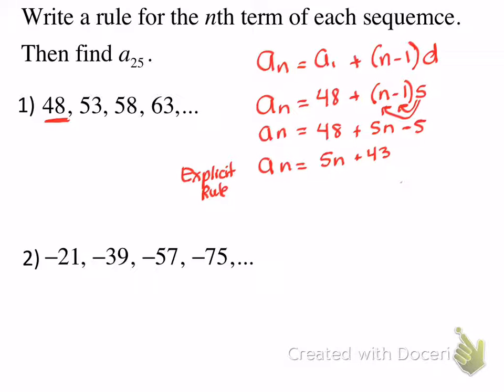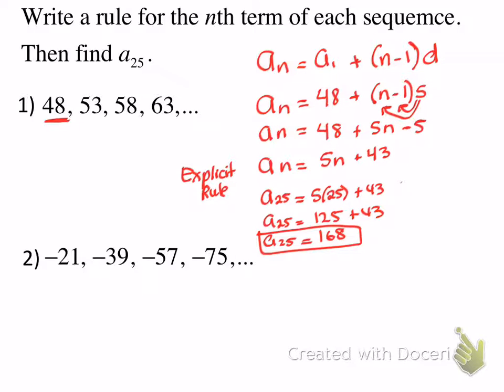Now, how might I find the 25th term, Jack? Okay, so every time I see n, I'm going to plug it in. A sub 25 equals 5 times 25 plus 43. And now I've got A sub 25 is equal to 125 plus 43. And so what is the 25th term? 168. So now I have done two things. I have given you the explicit rule, and I have found the 25th term.